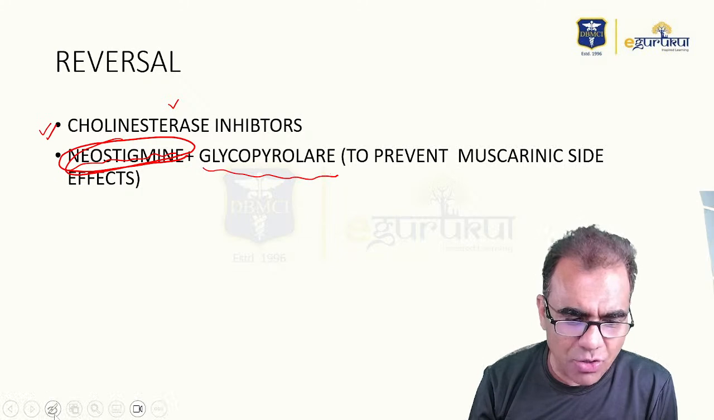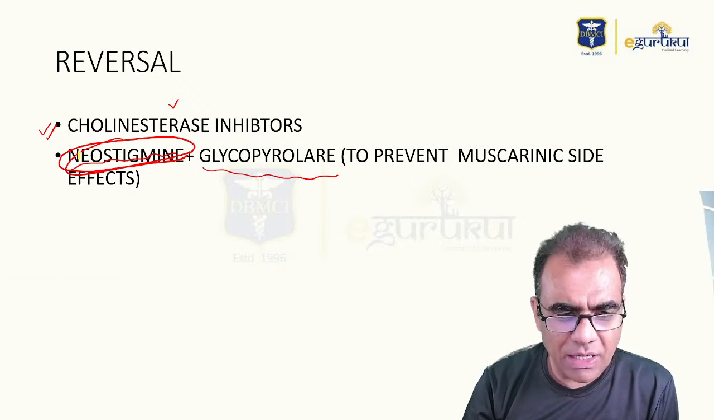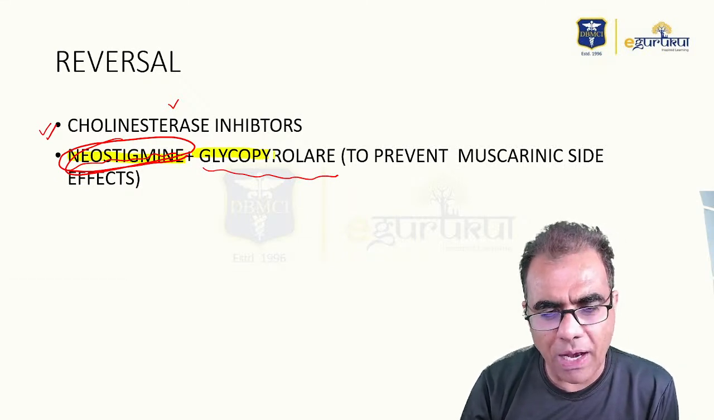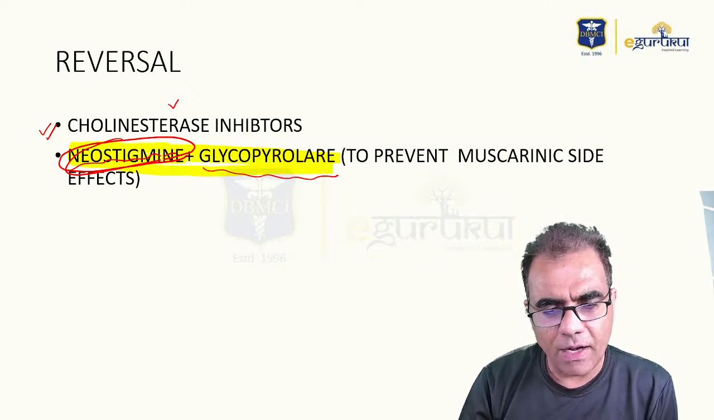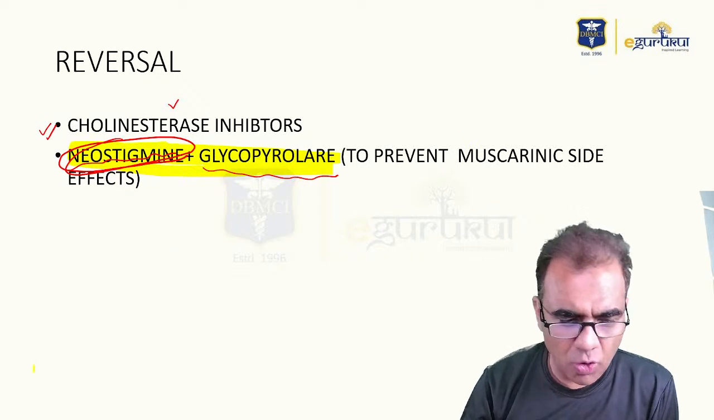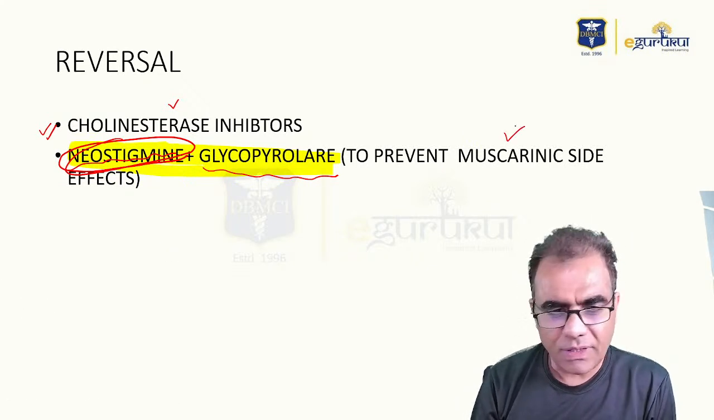So when we say reversal, that does mean neostigmine along with glycopyrrolate. And glycopyrrolate, I told you, is given to prevent the muscarinic side effects.